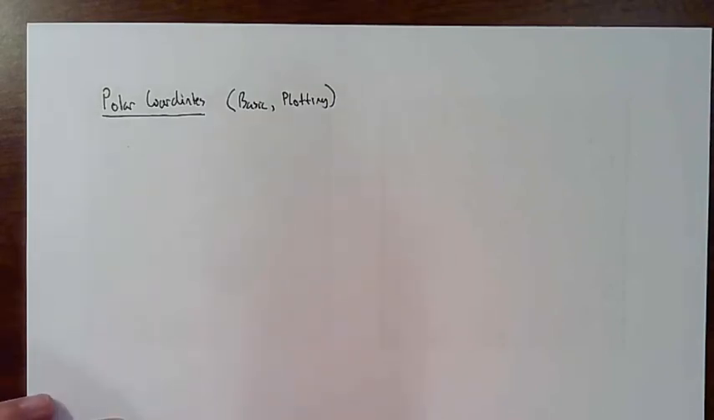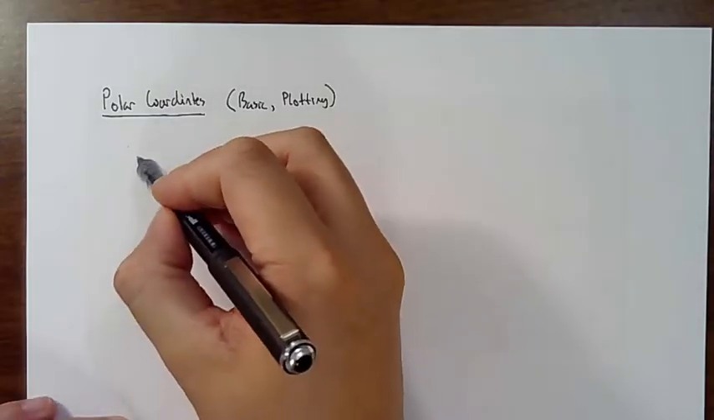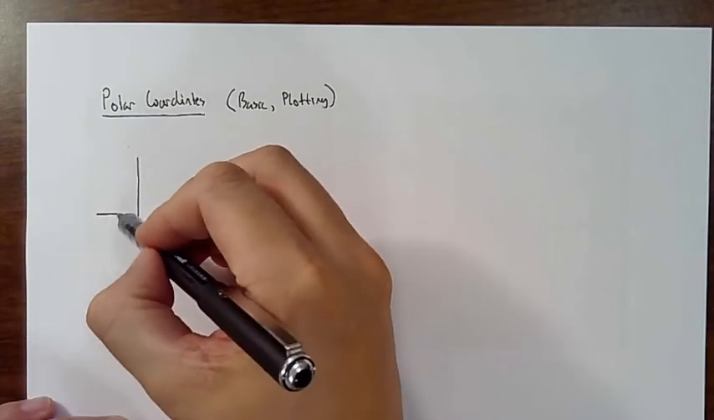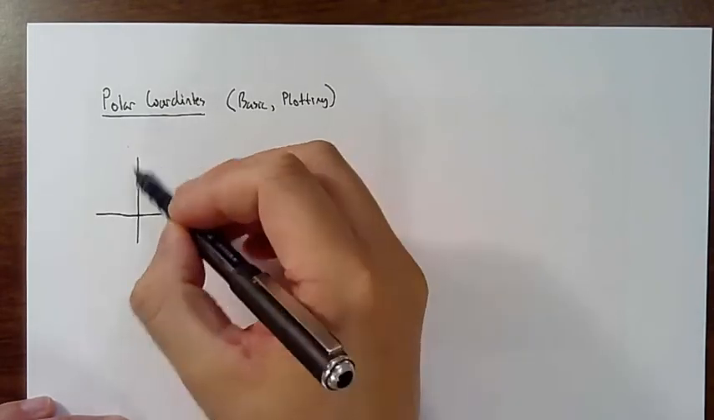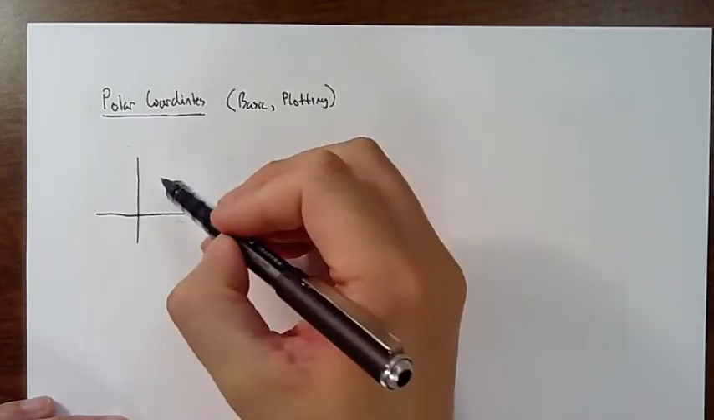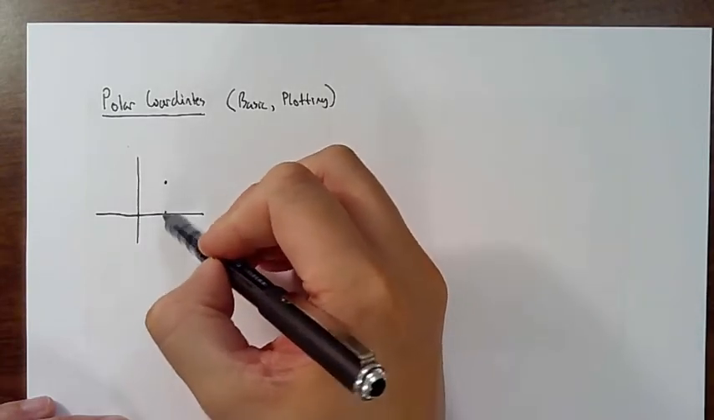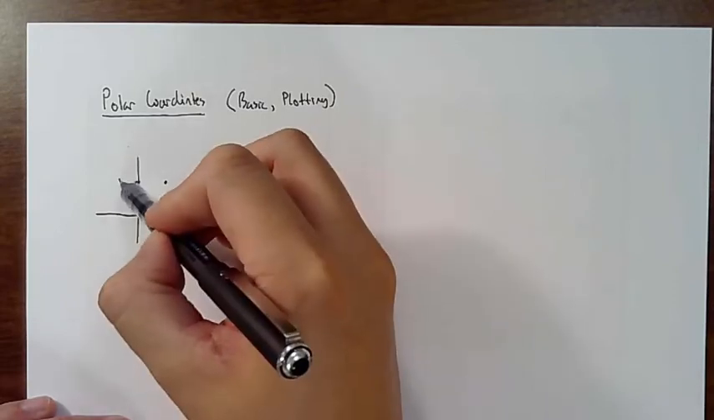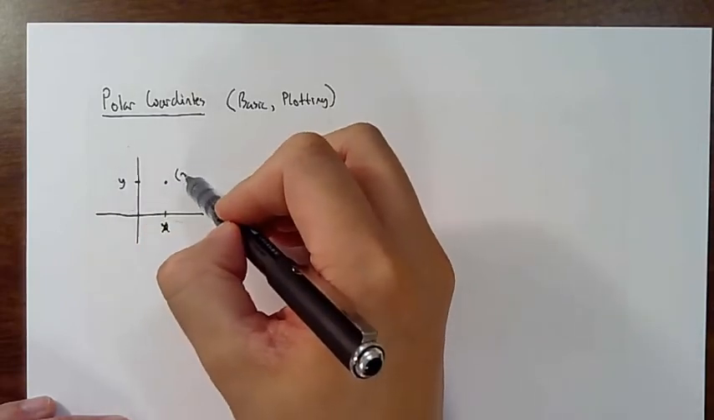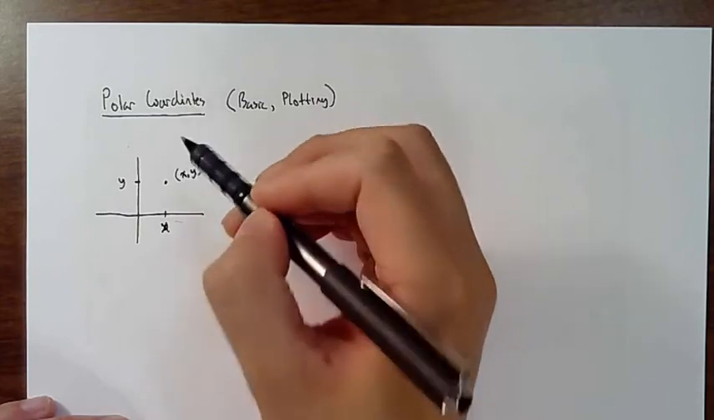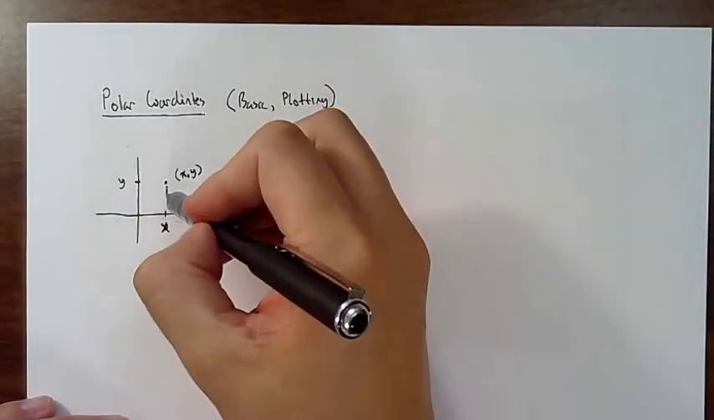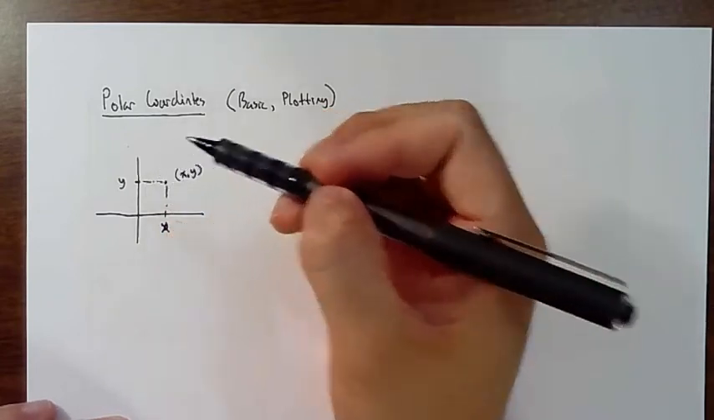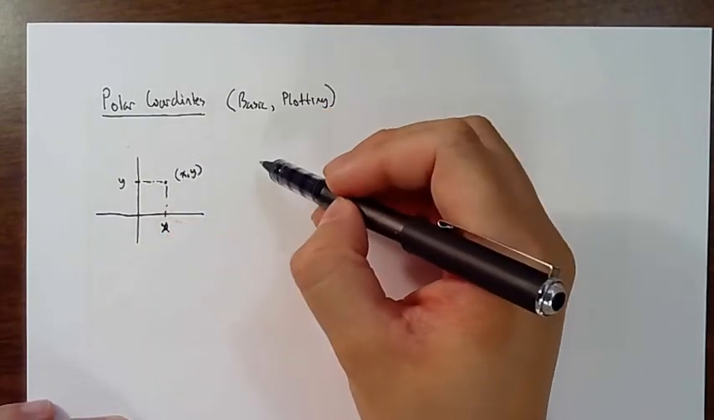Okay, so today we're going to talk about polar coordinates, which is an alternative system to designate points in the plane. The normal way that we designate points in the plane is we have our x-axis and our y-axis, and we specify some point like this. We have some x-coordinate and a y-coordinate, and we label our point accordingly.